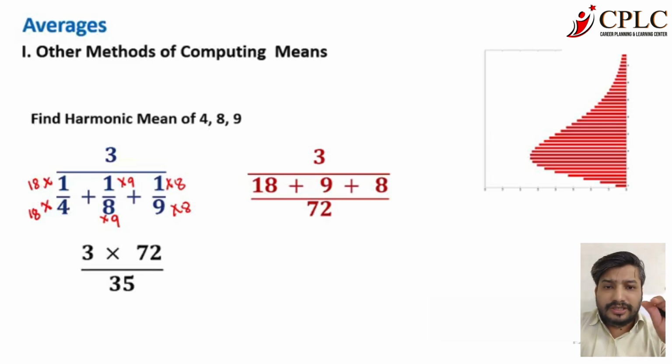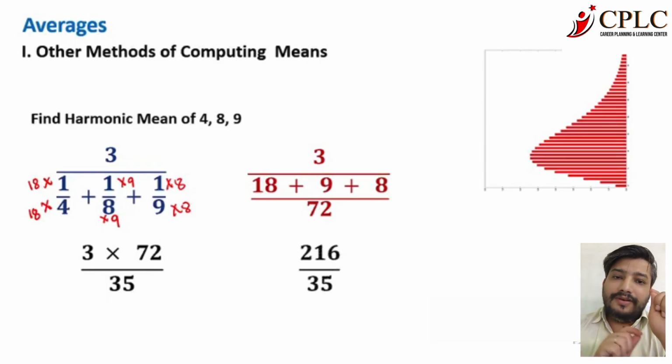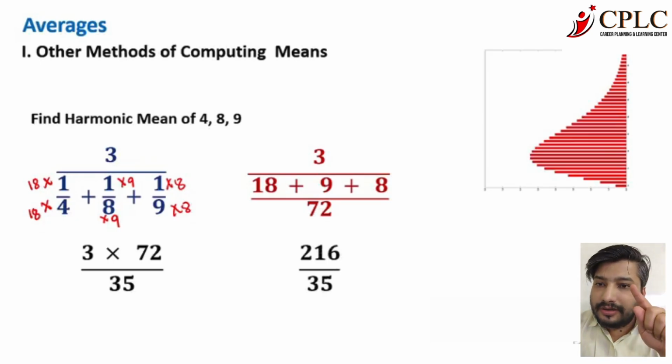So 72 times 3 is 216. 216 upon 35 is your final answer when you do the calculation. So at least again, as I said, the basic level of simplification is needed, which is very important in such types of questions. So that is about harmonic mean.